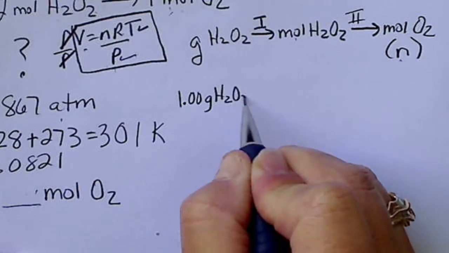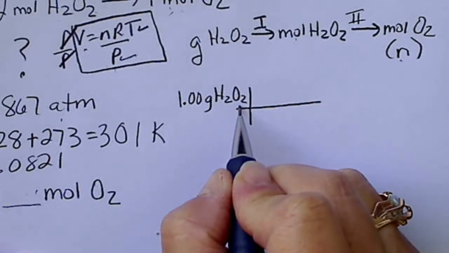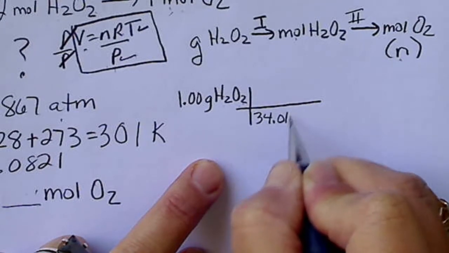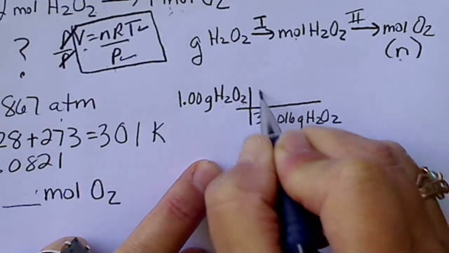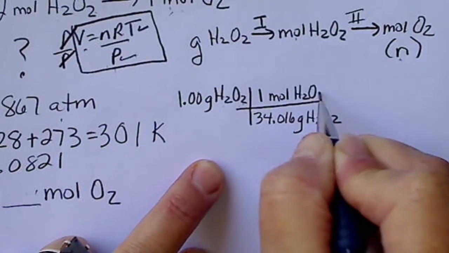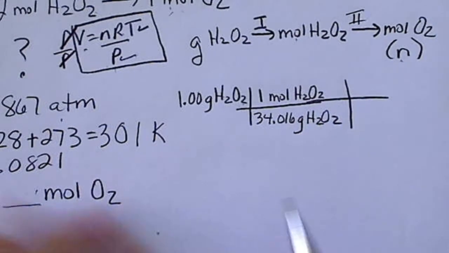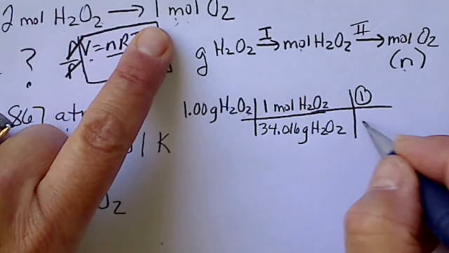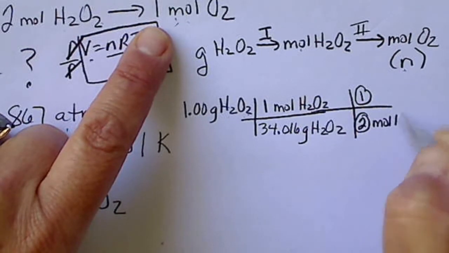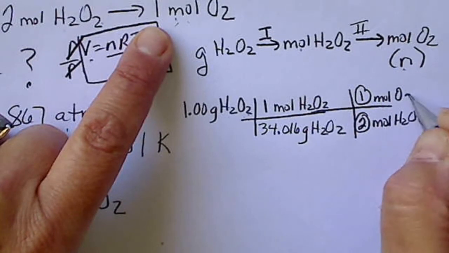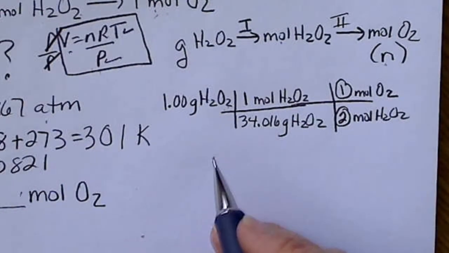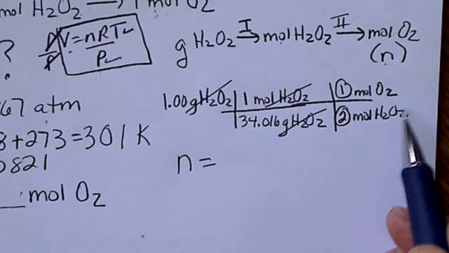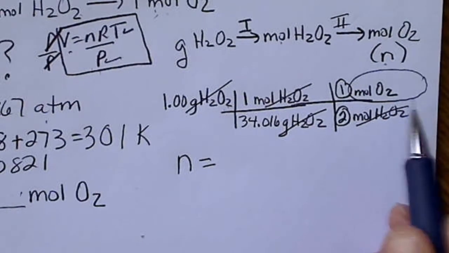So I'm going to start with the fact that we have 1 gram of hydrogen peroxide. If we go to the periodic table, oxygen weighs 16 and each hydrogen weighs 1. So this molar mass will be 34.016 grams of hydrogen peroxide per 1 mole of hydrogen peroxide. Now we go to the balanced equation, and for every 2 moles of H2O2, we have 1 mole of oxygen. So the balanced equation ratio goes here. It's 1 to 2, and that's moles of H2O2, and this is moles of O2. So when we do that calculation, that's what n is going to be. Grams cancels grams, moles cancels moles. So the only unit remaining is moles of O2.